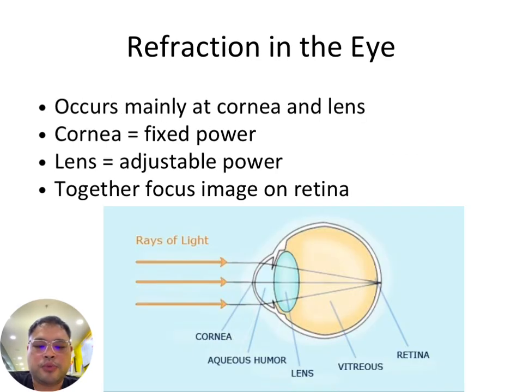Now, the most important behavior of light in the eyes is refraction, the bending of light. Refraction mainly happens at two points, the cornea and the lens. The cornea has a fixed power, while the lens can adjust. When both work perfectly together, light focuses exactly on the retina. But if the light focuses in front of or behind it, that's when we get refractive error.